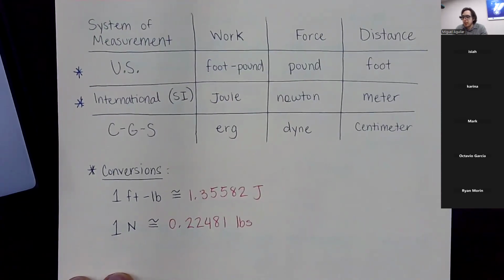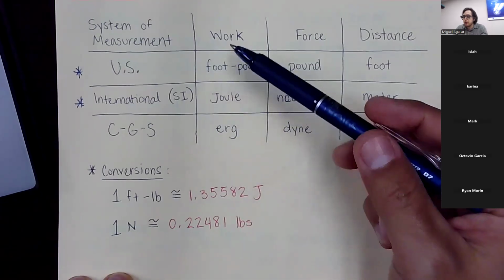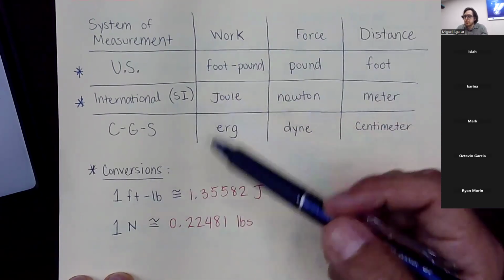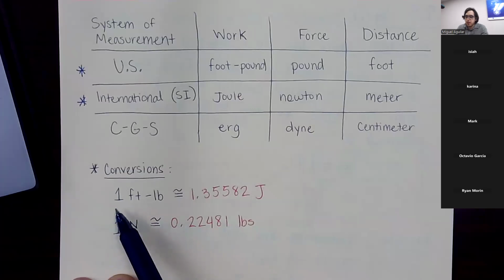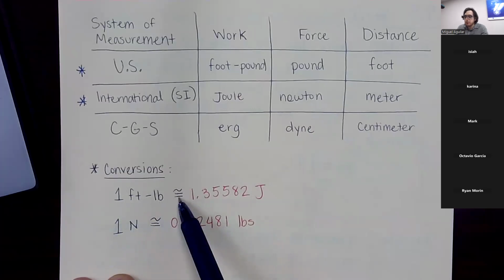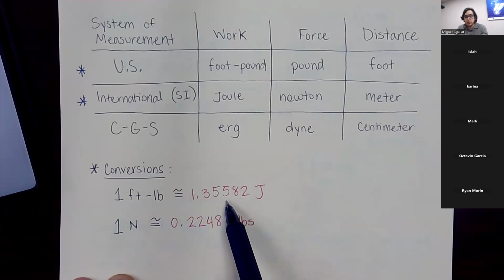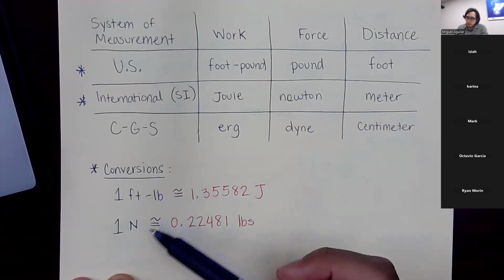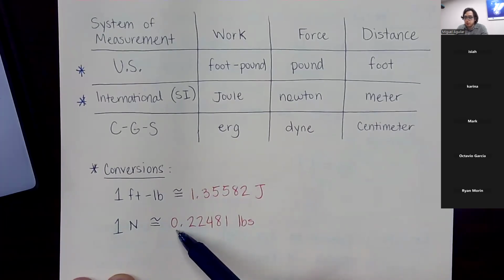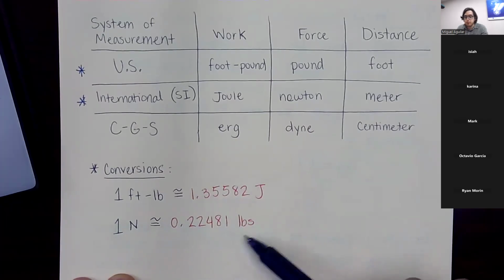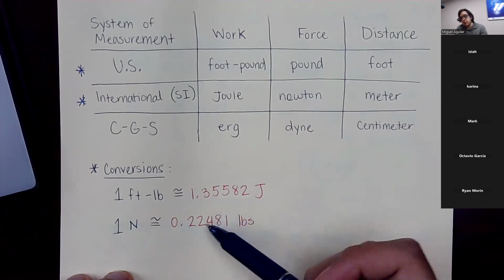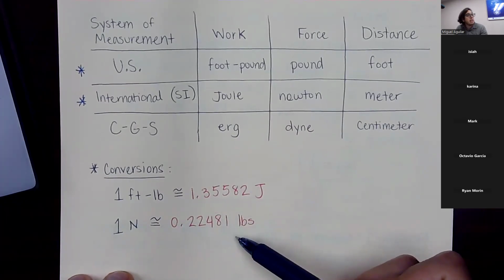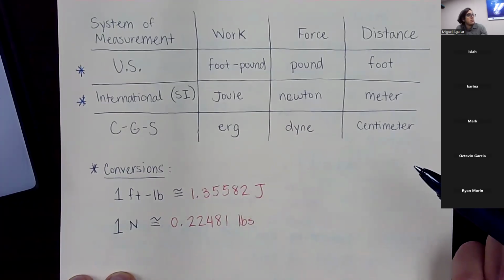Okay. And if you ever needed to convert between those two systems, I put just a couple of conversion factors here: 1 foot-pound is approximately equal to 1.35582 joules, and 1 Newton is approximately equal to 0.22481 pounds. So if you wanted to, for funsies, you could go home, weigh yourself in pounds on a scale, and then convert that into newtons.